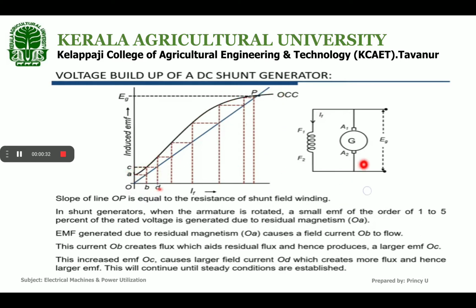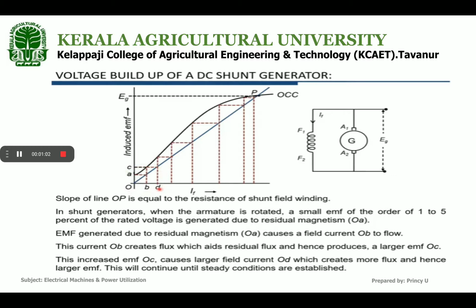We represent the slope of line OP, which is equal to the resistance of the shunt field winding. In a shunt generator, when the armature is rotated, a small EMF in the order of 1 to 5% of the rated voltage is generated due to residual magnetism. Some of the magnetic property is retained on the magnetic poles, so there will be a flux, that is residual flux.